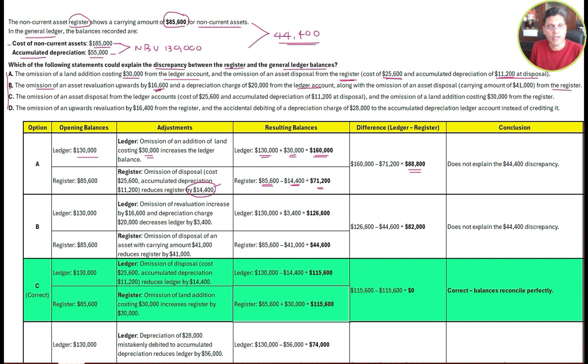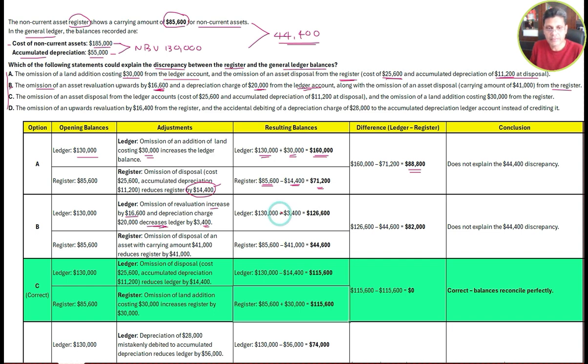So what you need to do is add back this 16,600. Omission of the revaluation will increase the ledger balance by 16,600, and the depreciation charge of 20,000 was also omitted from the ledger. So which means the depreciation charge should be deducted. So it will decrease the ledger balance, because the depreciation was omitted from the ledger balance. So therefore the asset value was overstated. So in order to correct this, we need to deduct it. However, when you take the net difference of these two, the net difference is 3,400. That will decrease the ledger balance.